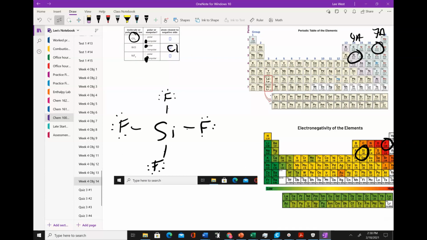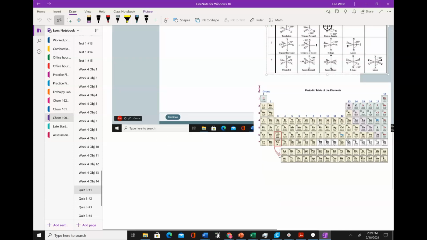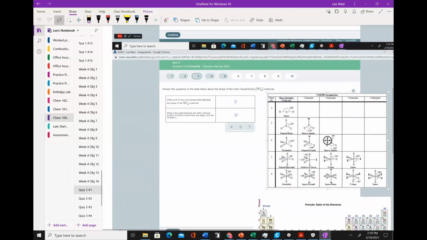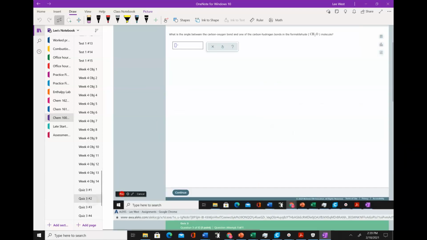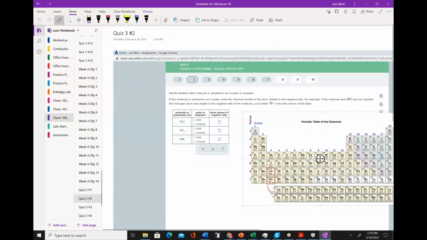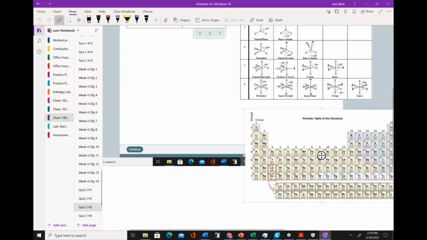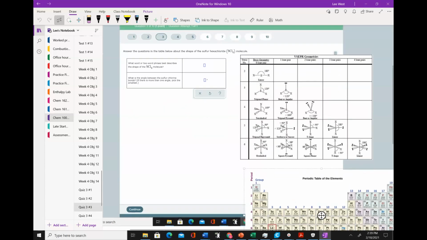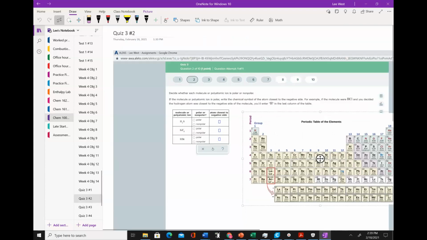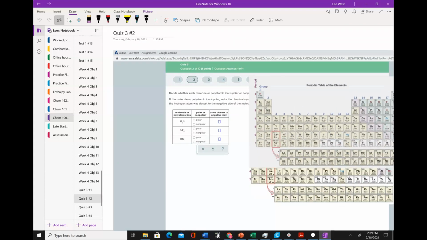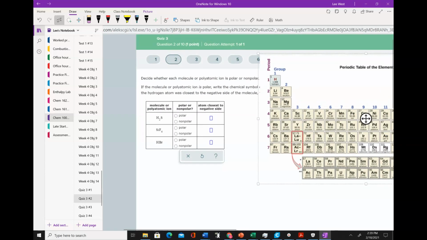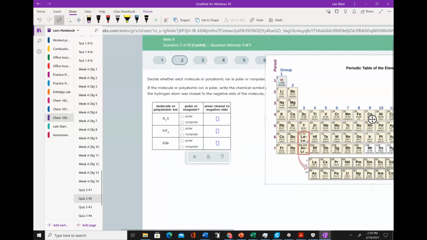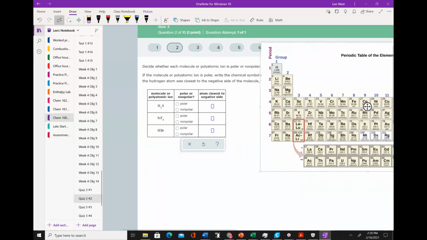Alright, cool. So now let's just have a look at the 10 questions in the quiz. There are quite a few problems here. It seems like we have 2 copies of question number 3, so we're going to pick up at question number 2. This is just kind of a repeat of what we just had, isn't it? Decide whether each molecule is polar or non-polar.